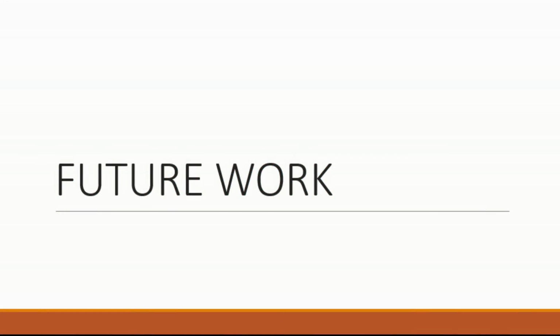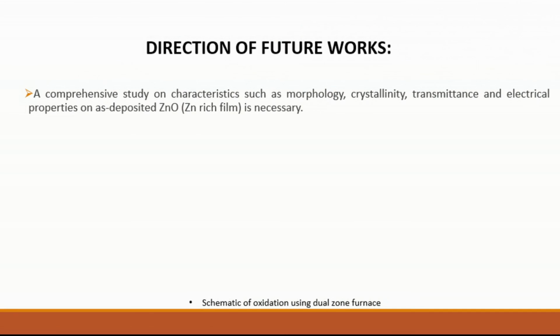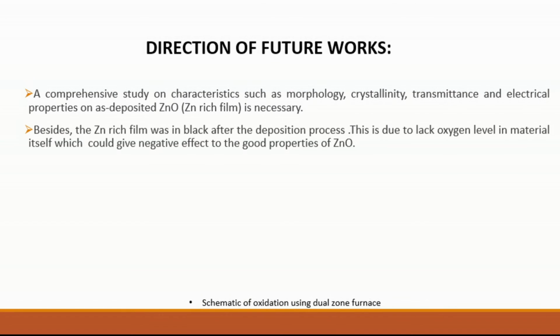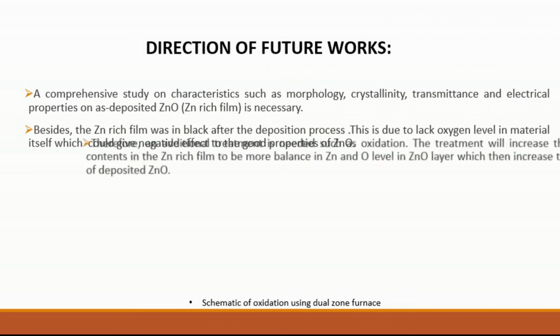The last part will be on the future work. A comprehensive study on characteristics such as morphology, crystallinity, transmittance, and electrical properties of the as-deposited zinc oxide is really necessary. Besides, the zinc oxide film was black after the deposition process. This is due to the lack of oxygen level in the material itself, which could give a negative effect to the good properties of the zinc oxide.